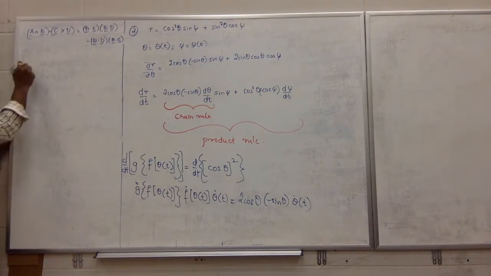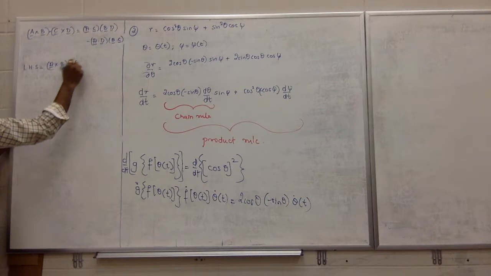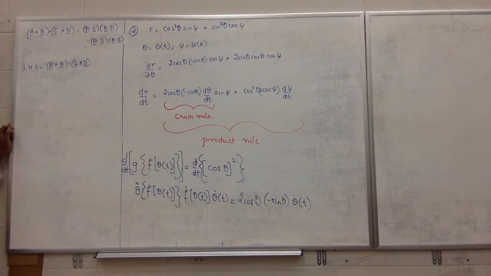So here, the left hand side is A cross B dot C cross D. You cannot really apply the BAC-CAB rule here. You are required to specifically apply it, but can you apply it here? You cannot. You need a triple product.